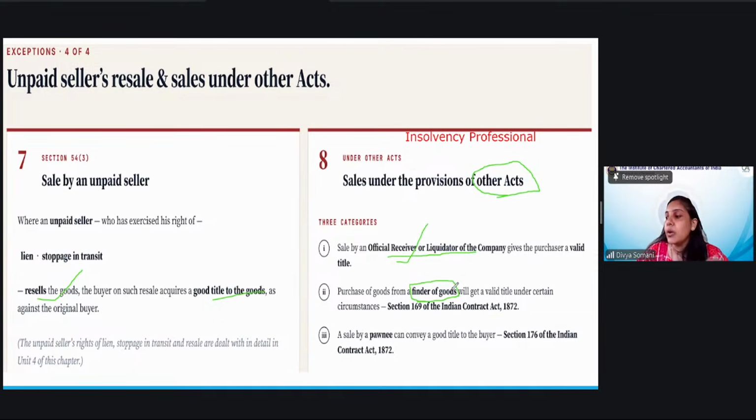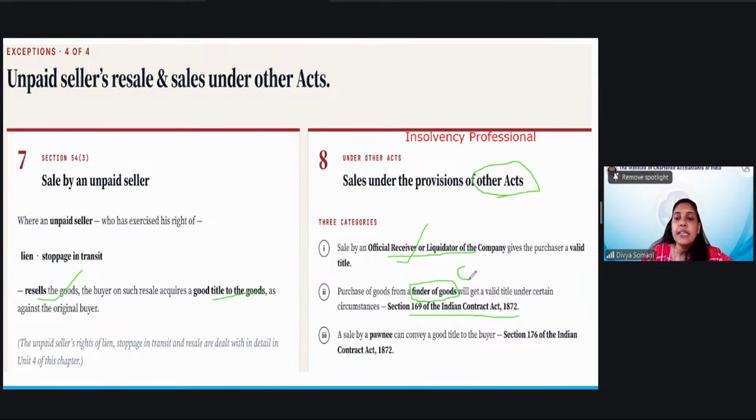So what is the duty of the finder of goods? He acts just like a bailee. He will take care of the goods. He will try to find out the real owner of the goods, and then he will have to return these goods to the original owner. Okay, that is what the thing is. But the law says that, yes, it is a kind of quasi contract. Very true. So the finder of goods under section 169 of the Indian Contract Act has been given a right to sell the goods.